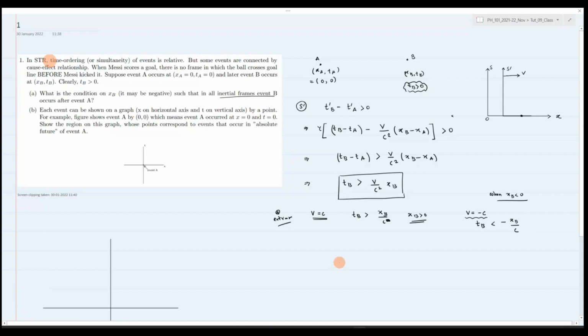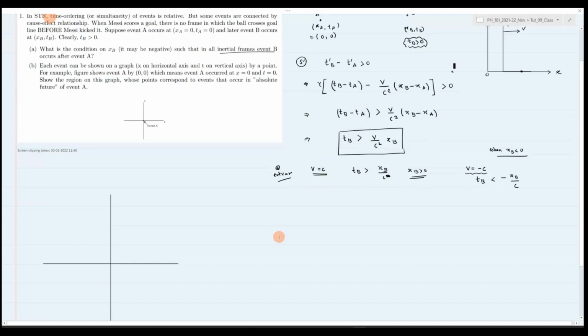So now if we plot the extreme conditions of tb, let us plot t versus x. Then our t is equal to v by c square times xb. We want to see this at v equal to c. So this line will be a straight line passing through the origin with slope 1 by c. So this will be the line which corresponds to t equal to 1 by c times xb.